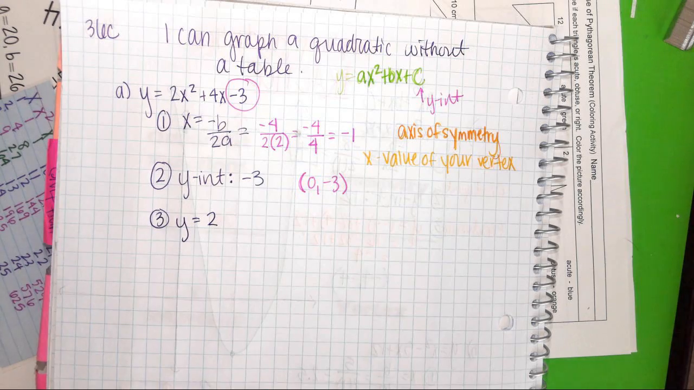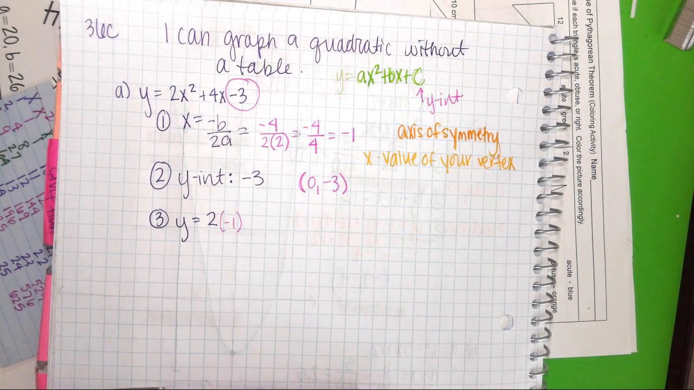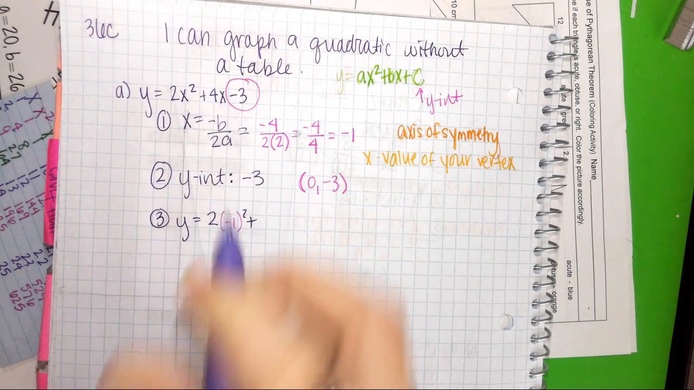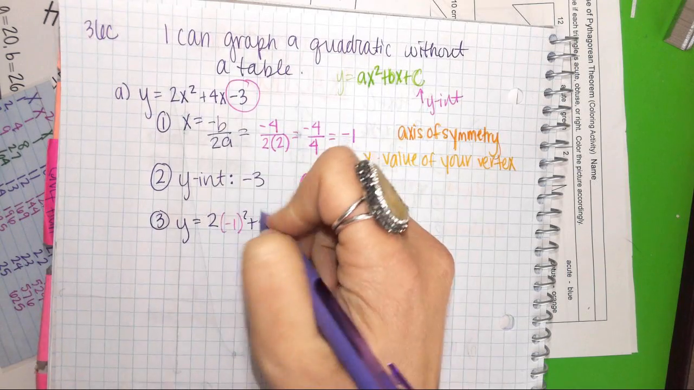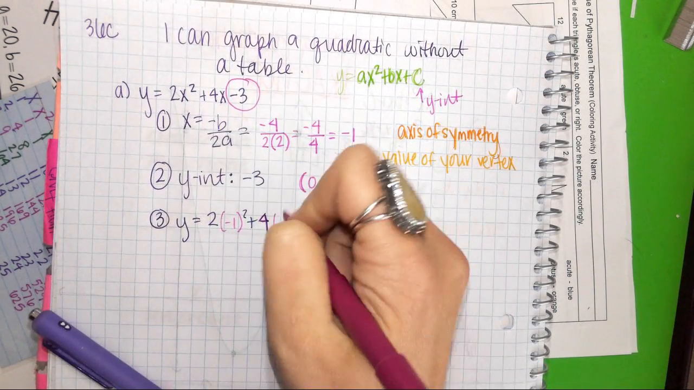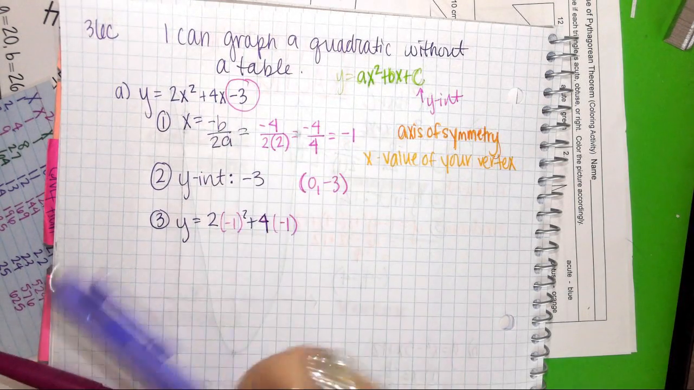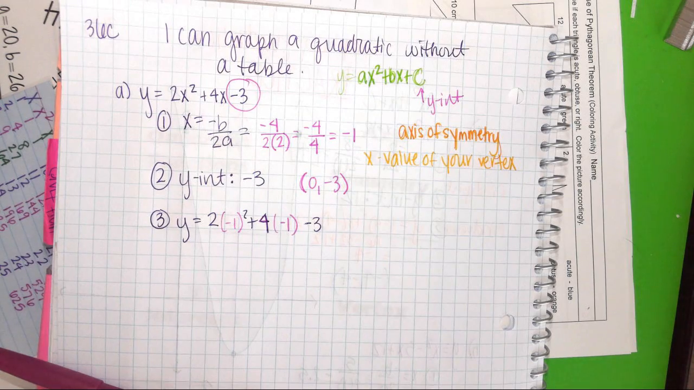So y equals 2. What am I going to replace x with? Negative 1. Plus, squared, plus 4, parentheses, negative 1, parentheses, minus 3. Good. Take a point. So everywhere we saw an x, we plugged in -1.